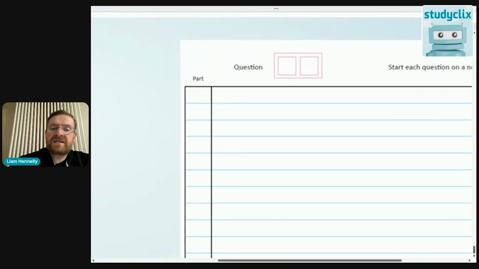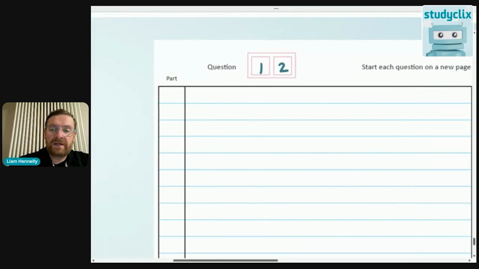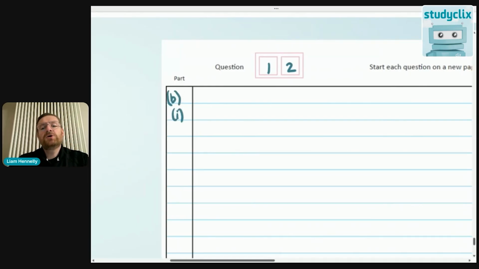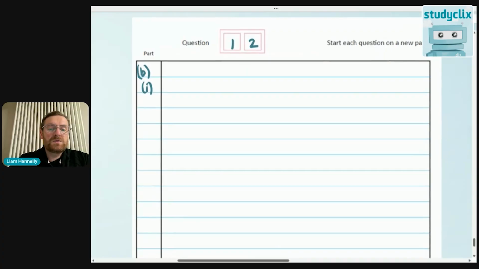Let's just say this was question 12. It does always say start each question on a new page, just to be clear on that. I'm now working on part B, the first part, and the question is, draw a bacterial cell and fully label it. Again, you cannot get any marks for a diagram unless it is labeled.